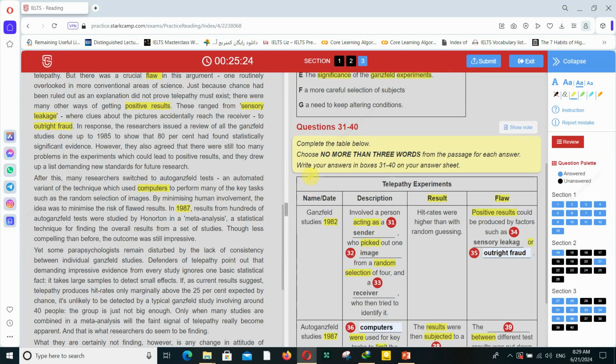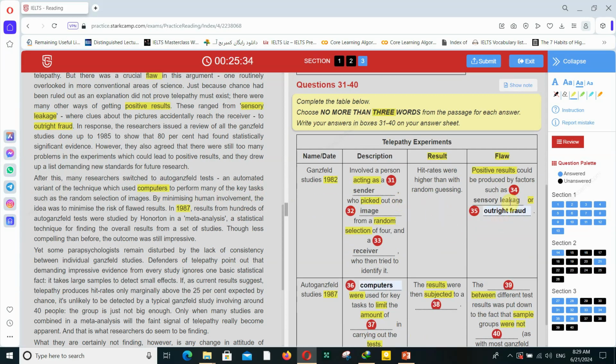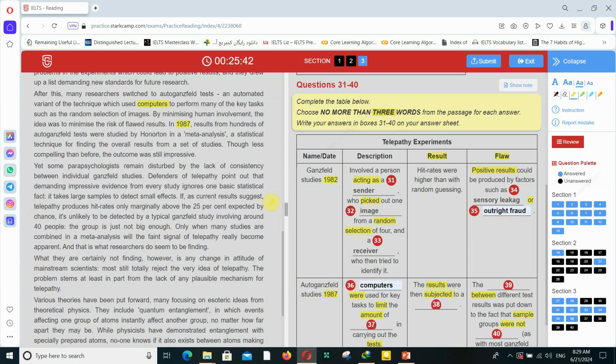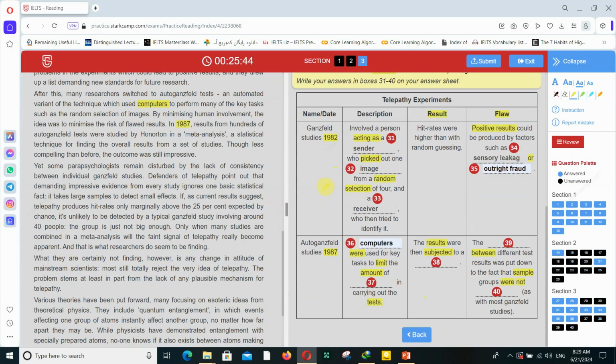One point that I forgot to mention here, it says no more than 3 words. Be careful about that. Always read the heading of the question, because as you see here, I used 2 words for this answer. No more than 3 words, which means 1 word, 2 words, or 3 words. So be careful about that.